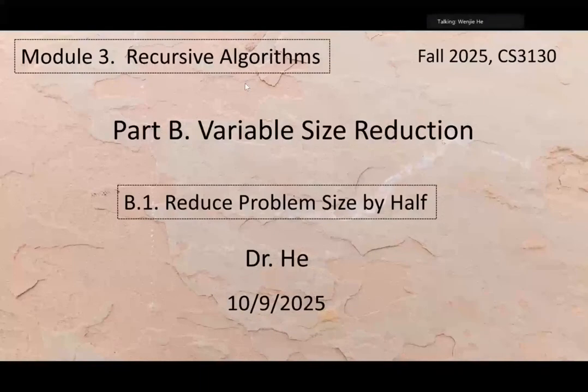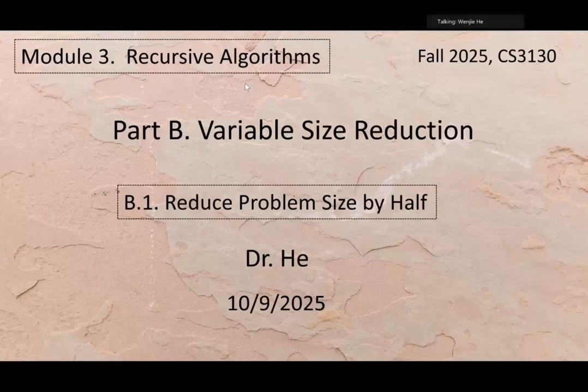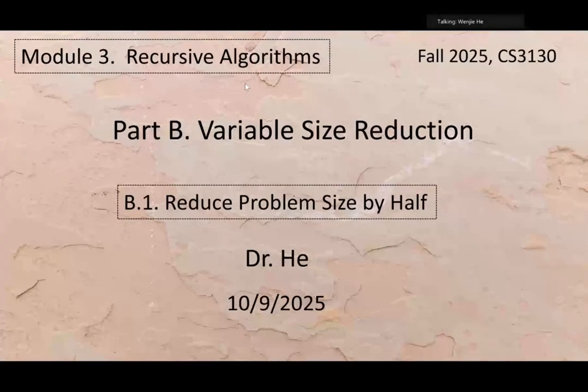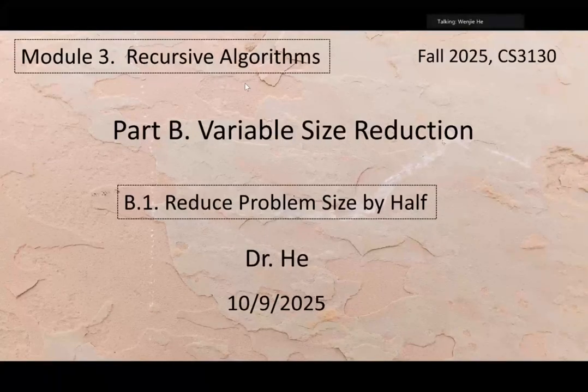Part B, the title, variable size reduction. In part A, when we do divide and conquer, what kind of reduction we did in part A? Size 1 reduction. Every time we reduce the problem size by 1. So that's a very commonly used reduction way.